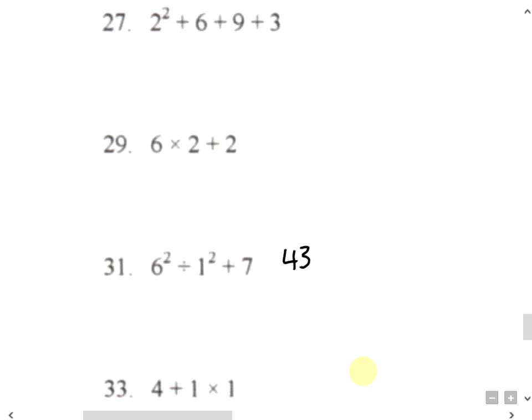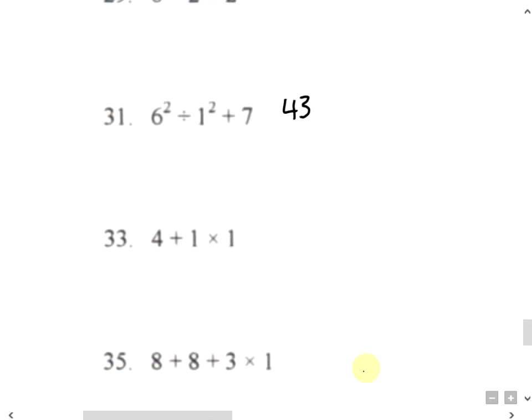Now, here's why. 6 squared is 36. 1 squared, this is where probably some of you made a mistake. 1 times 1. 1, not 2. Some of you may have put 2. Okay. 36 divided by 1 is 36 plus 7, 43.